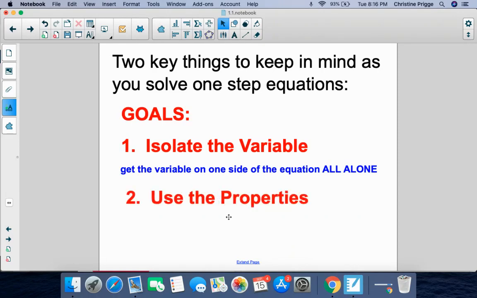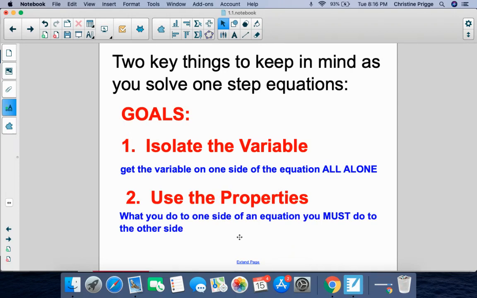We also need to make sure we use the properties correctly. And what that means is whatever you do to one side of an equation, you must do the same thing to the other side, whether that be addition or subtraction, whatever it is. Whatever I do to one side of an equation, I must always do to the other side.